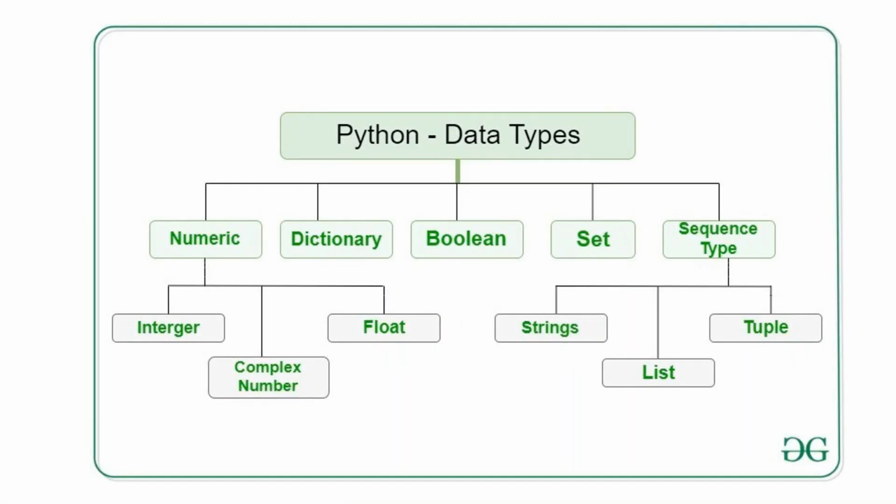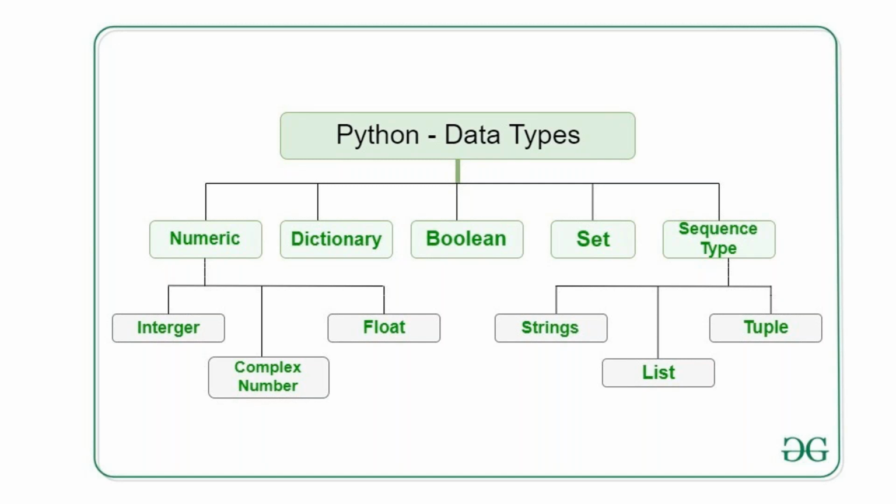Which data types do we have? Look at this. In Python, we have many data types, and by the way, it's not strongly typed. If you get into the category of numeric, you have integer, complex number, and float. I also showed you Boolean, true, false.